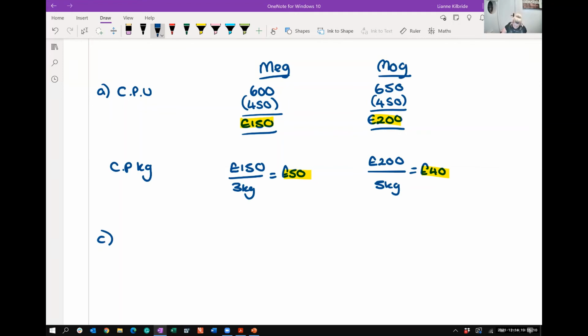Okay, so if we are making the 100 units, well, let's first of all have a look at the volume for each of the products. So you've got 100 units for Meg, okay, and you've got 120 units for Mog. Okay, so that's what we're going to look at first of all.